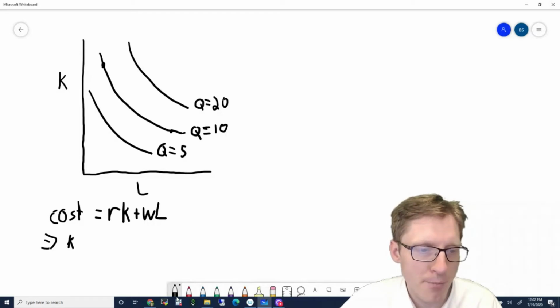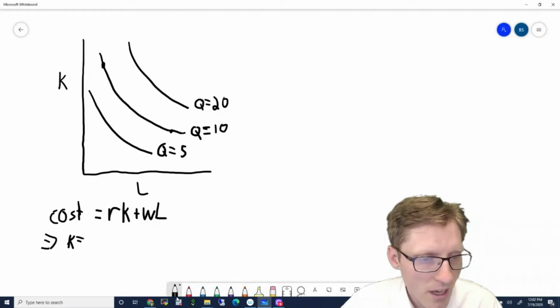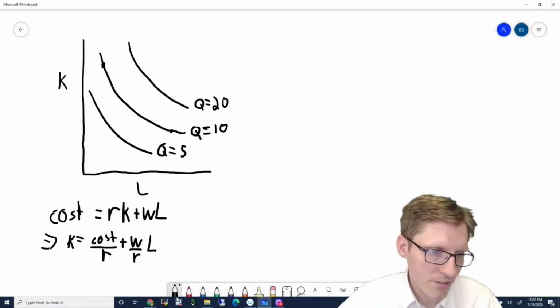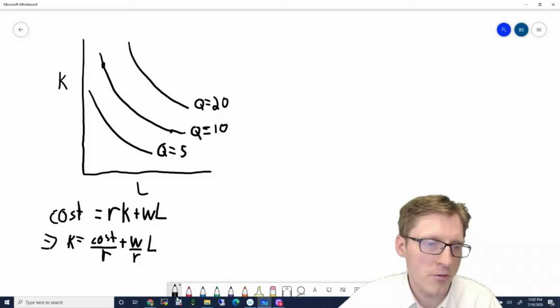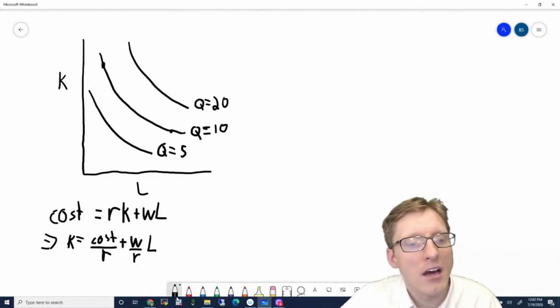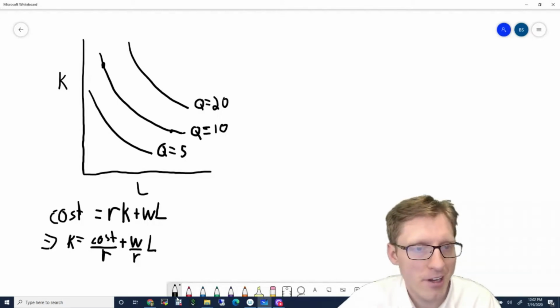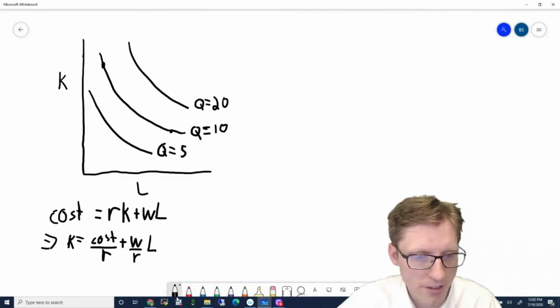So we're going to get that capital is equal to some cost divided by the price of capital, plus the wage rate divided by the price of capital times the amount of labor used. Okay, so this is basically going to allow us to plot all the combinations of capital and labor that have the same total cost. It could be something like $100 or something like that. Okay, so let me draw this isocost line in blue.